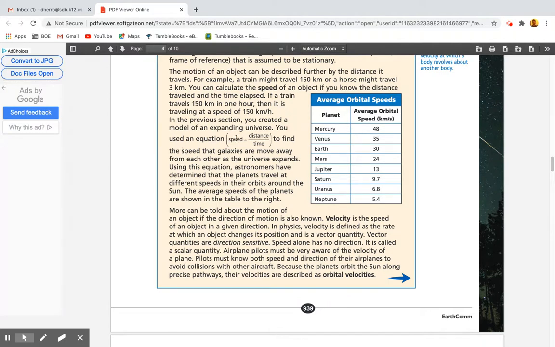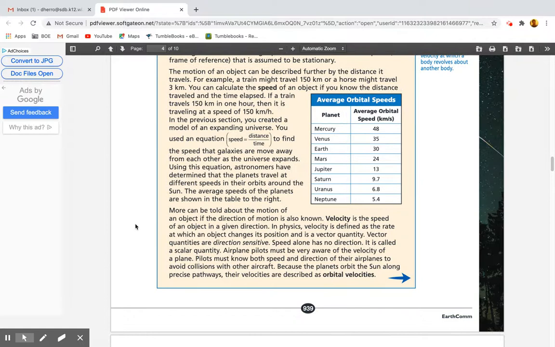You used an equation, speed equals distance divided by time, to find the speed that galaxies move away from each other as the universe expands. Using this equation, astronomers have determined that the planets travel at different speeds in their orbits around the Sun. The average speed of the planets are shown in the table to the right. Okay, so this shows the average speed of each planet.